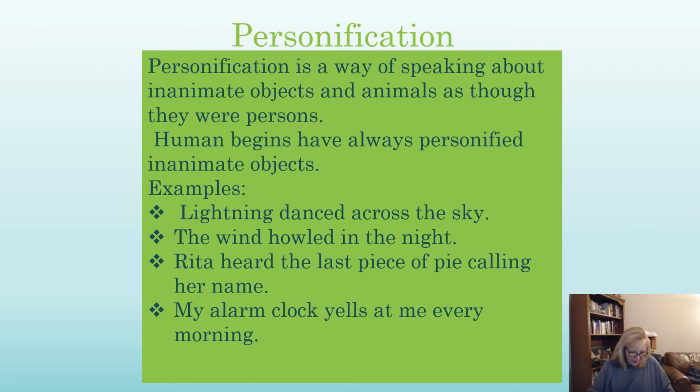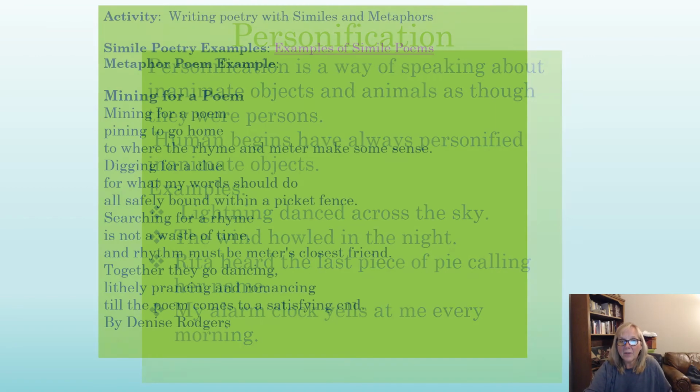Same thing with personification. Whenever you're going through with poetry, here are some examples, like lightning danced across the sky. Kids can see that, they can picture it, and they realize that a person dances. Lightning can't dance, but they're giving a person's characteristics to lightning. The wind howled in the night. Kids like that one. Rita heard the last piece of pie calling her name. My alarm clock yells at me every morning. Those are all really good examples of personification.